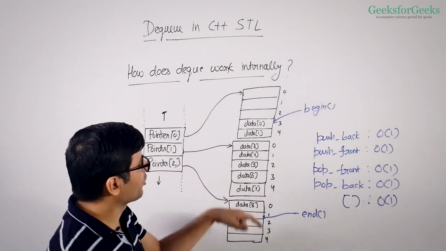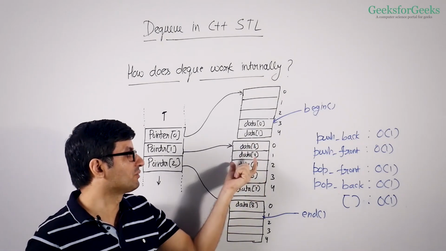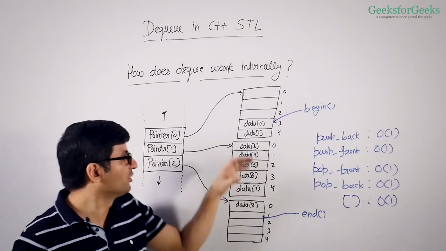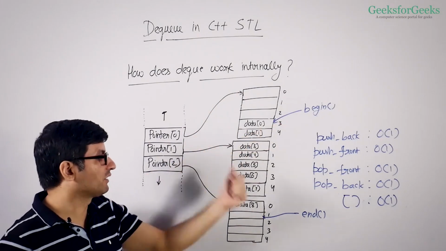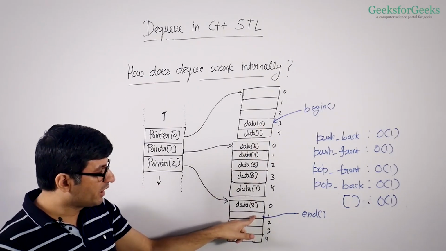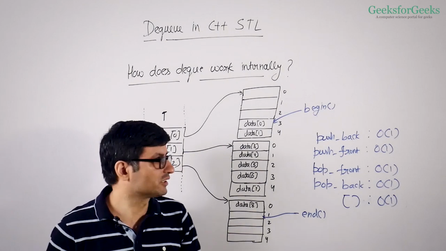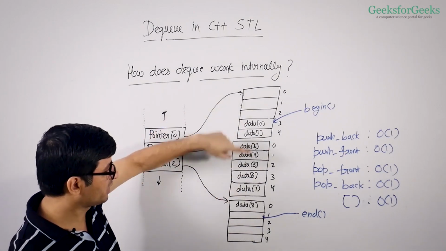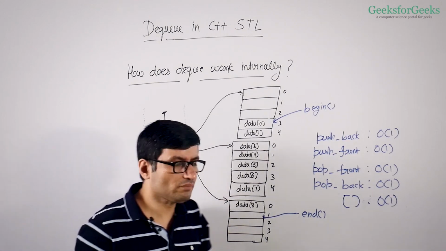Because elements are at contiguous locations, we can do some computations to find the element at a given index. We know the individual block sizes, we know we have the begin, we have the end. And please remember, end points to the element after the last element, right? And you also have front and back references. So front refers to this and back refers to this, and end refers to the element after it.